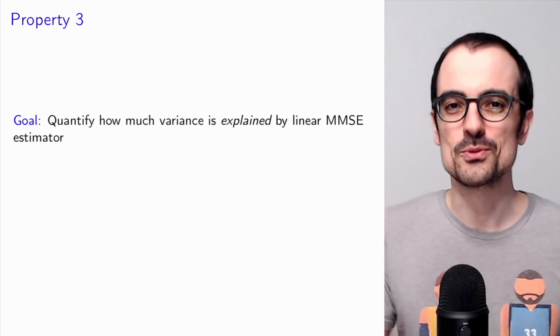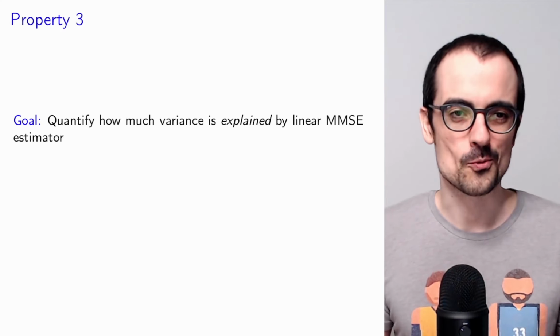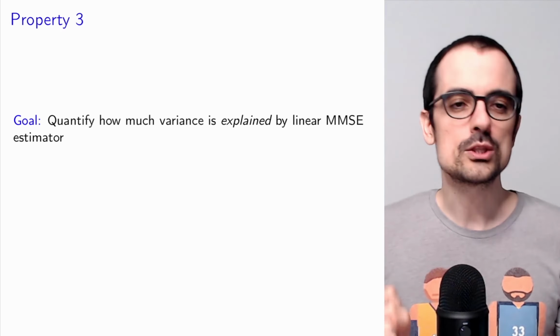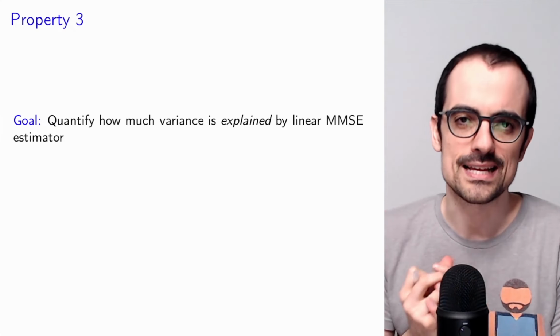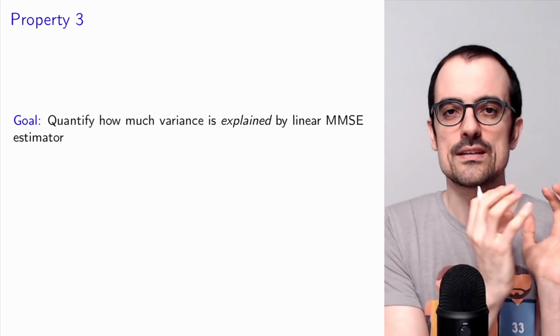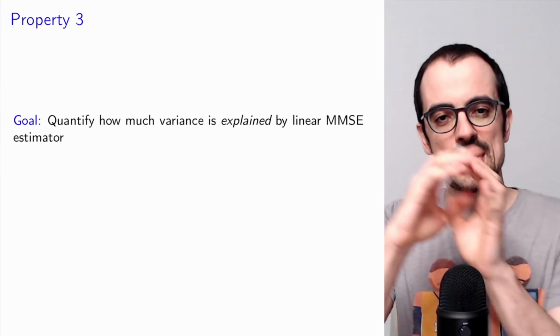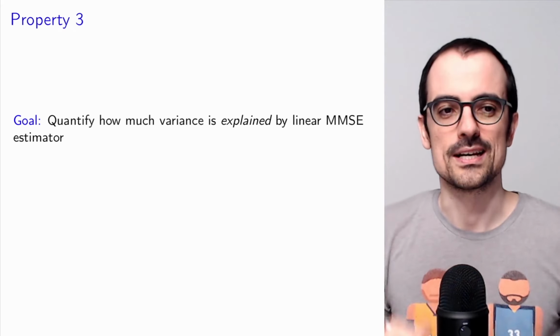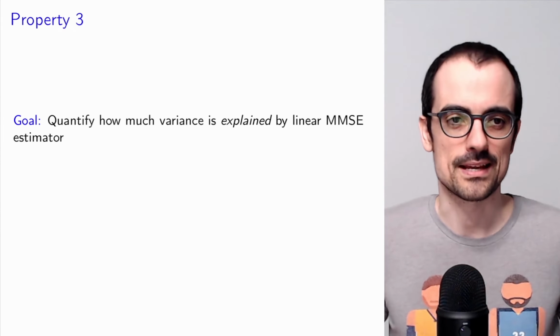All right, now let's move on to property 3, which is the one that needs a little bit more work of the three. We want to quantify how much variance is explained by the linear estimate. So the idea is we take the variance of B. I want to see how much of that variance goes into the linear estimator. We'll see why it even makes sense to set things up like that.